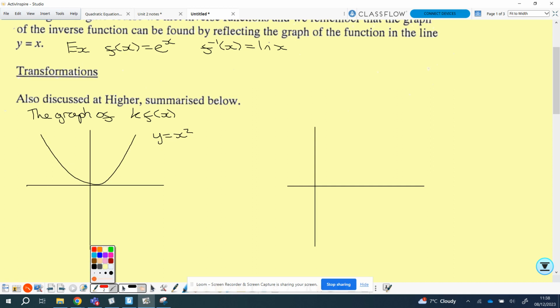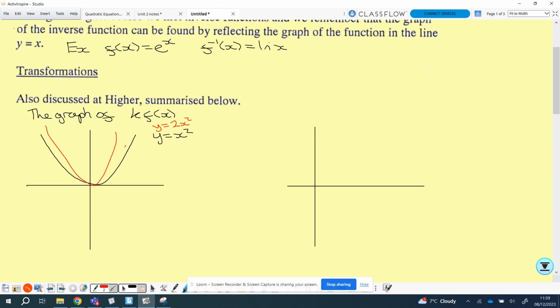Let's say I want to draw y equals 2 lots of x squared, so 2 times x squared. Therefore, that would multiply all the y values. I've not quite drawn that as well as I wanted to, so let's try that again. It still needs to go through the origin. It would be a bit steeper, curving down, and it would go like that. So we've got y equals 2x squared there.